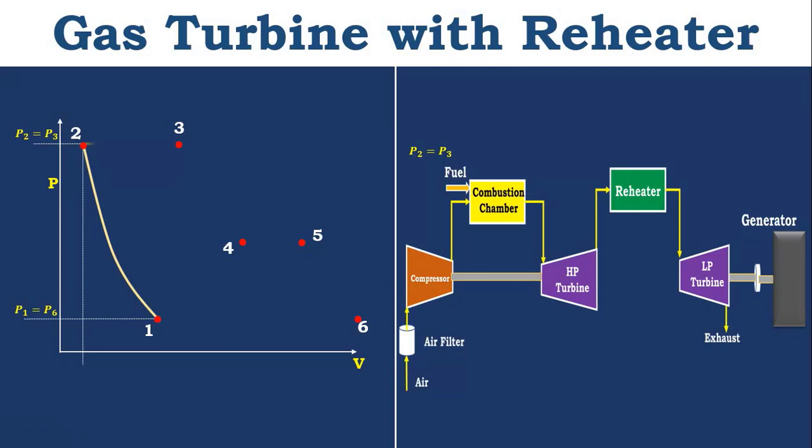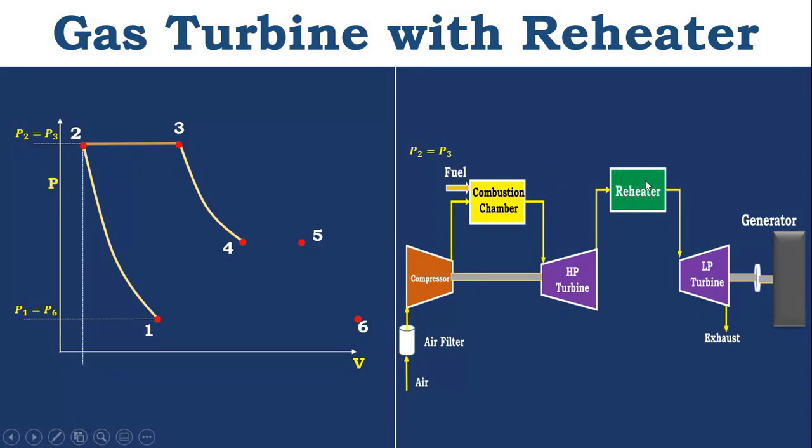In the combustion chamber, the air is heated at constant pressure where P2 is equal to P3, and the specific volume of air is increased from V2 to V3. In the high pressure turbine, the hot gases are expanded from 3 to 4, so that there is a drop in pressure from P3 to P4 and a slight increase in specific volume. And 4 to 5, reheater.